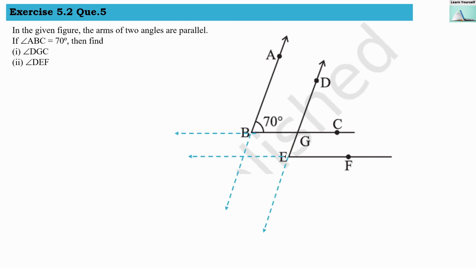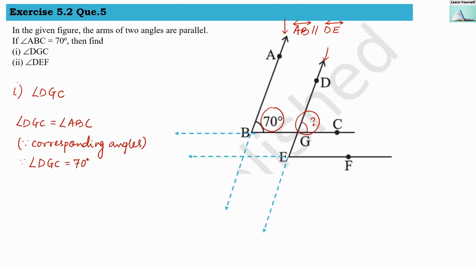Now I have extended these two lines like this. So as you can see, line AB is parallel to line DE. We are talking about this line and this line. These two lines are parallel to each other. So first one, angle DGC. As you can see here, this 70 degree angle and this angle are corresponding angles. So the measures of these two angles will be equal. So here we got our first answer, that angle DGC equals 70 degrees.